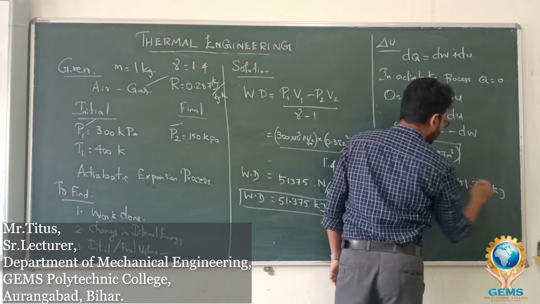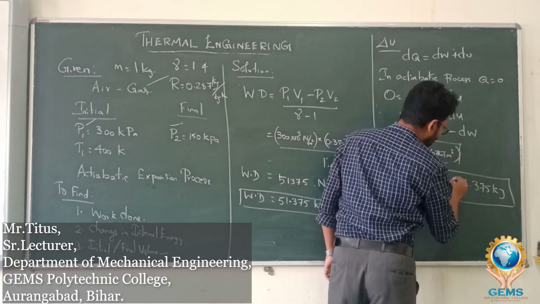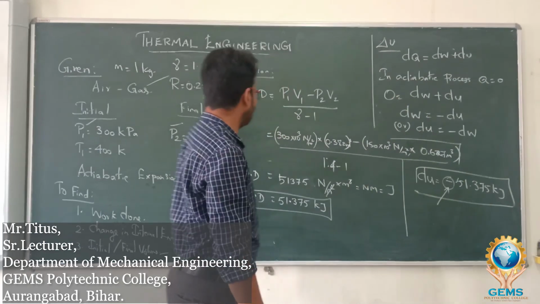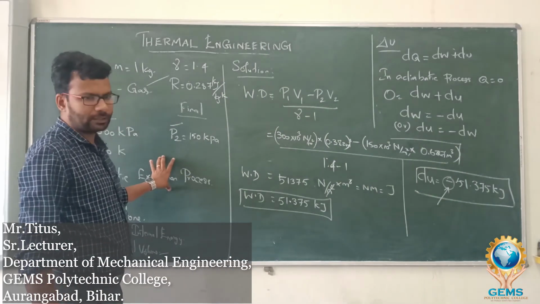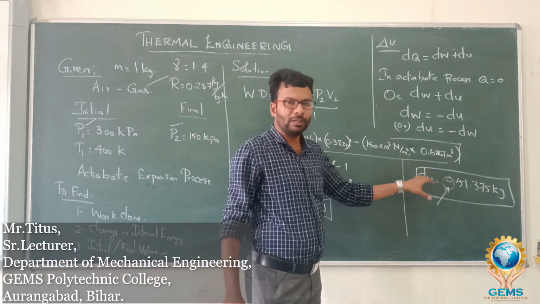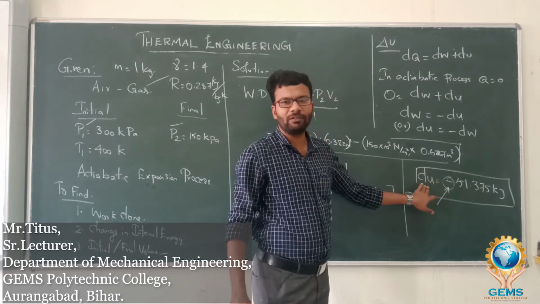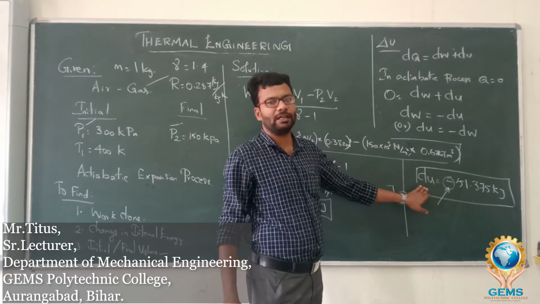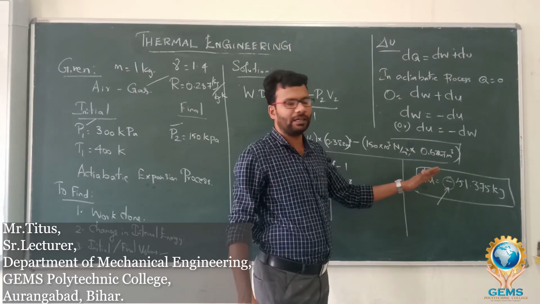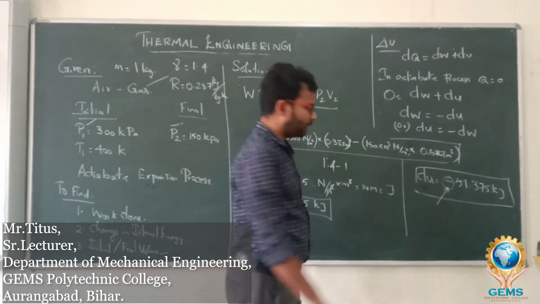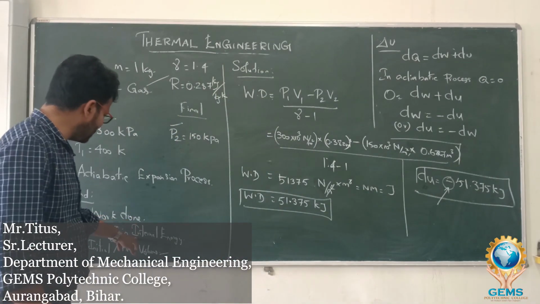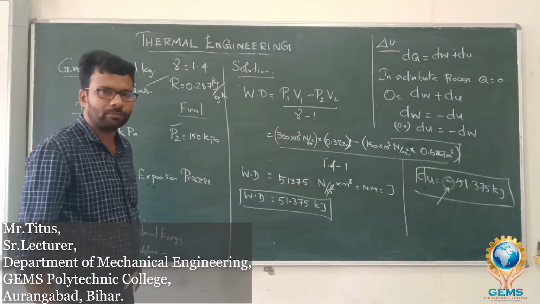51.375 kilojoule. Why this negative sign? This negative sign indicates that in the adiabatic process the work done happens due to the decrease in internal energy. Because of the change in internal energy, the work is done. For that reason the negative sign appears. So we have found the work done, the change in internal energy, and the initial and final volume. Thank you, students.